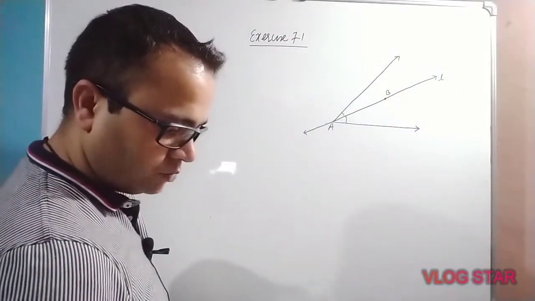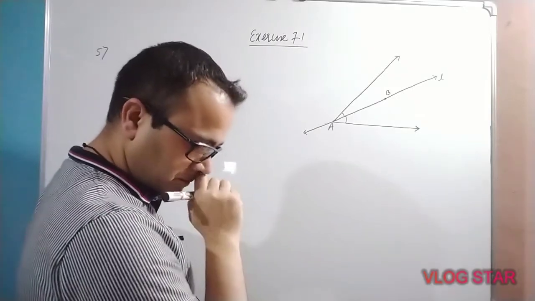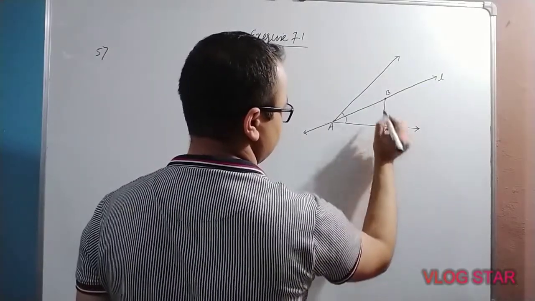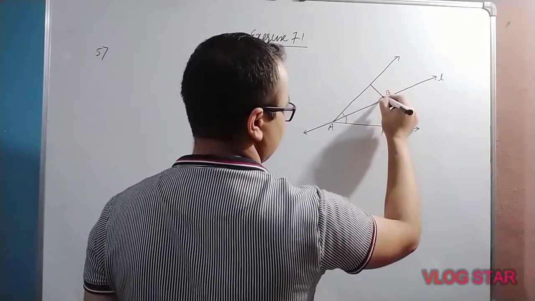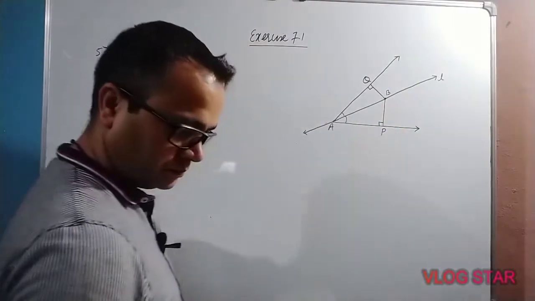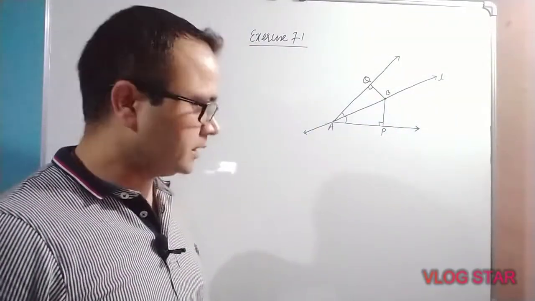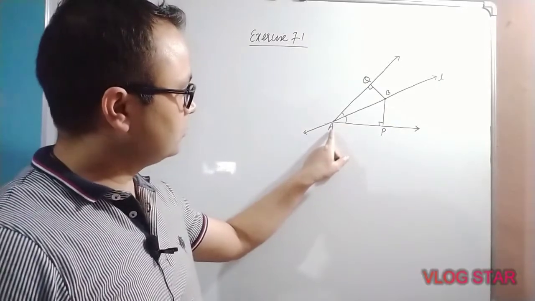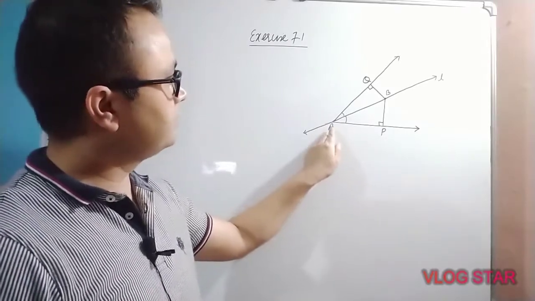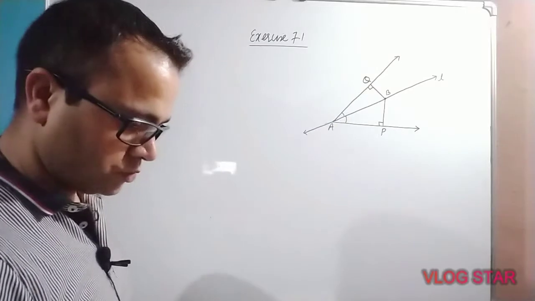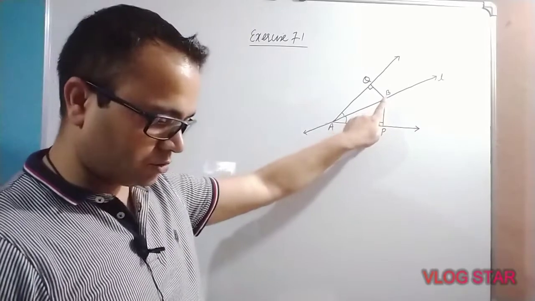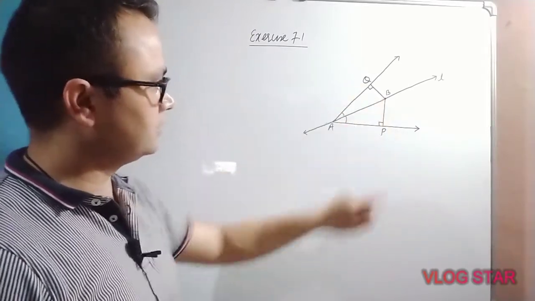And BP and BQ are perpendicular from B to the arms of angle A. This is P, and this is Q. The arms of A are AP and AQ. So we have to show that triangle APB is congruent to triangle AQB.